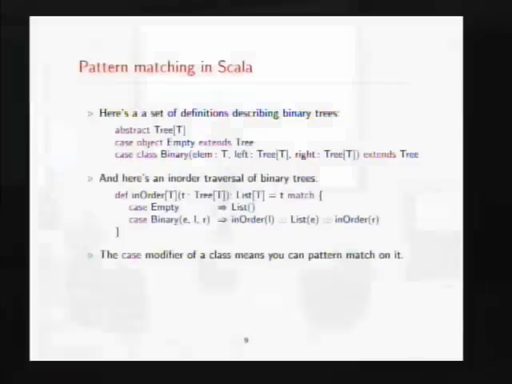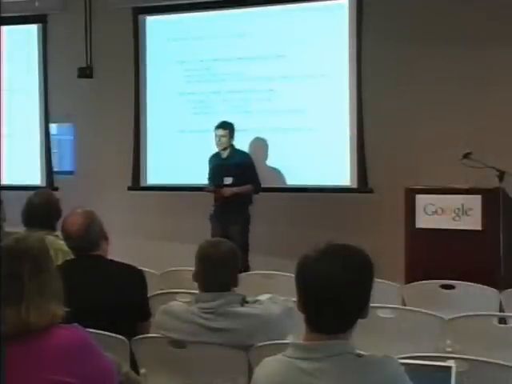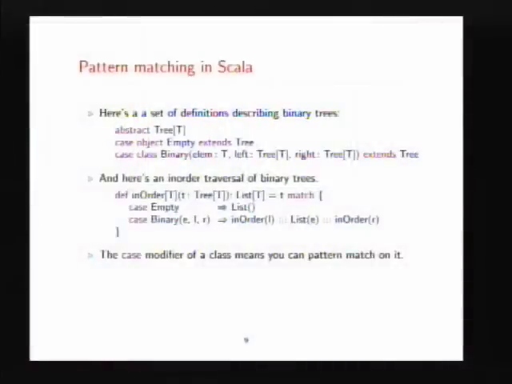And the other is a class Binary of an element and a left tree and a right tree, and that's another extension of Tree. And the case modifier, that's special. That actually means that these are classes I want to pattern match on later on. So that's the only thing you need to add to be able to do pattern matching.